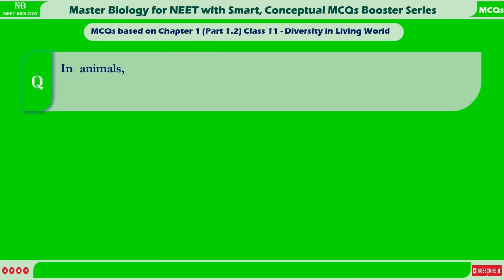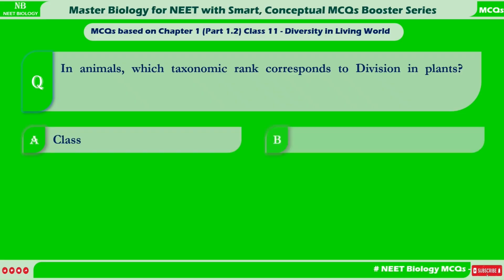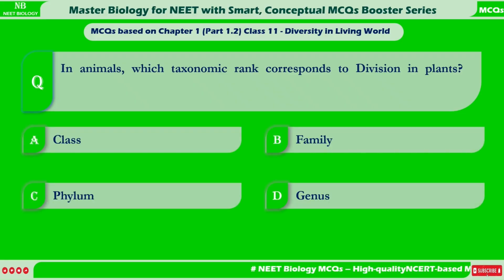In animals, which taxonomic rank corresponds to division in plants? A. Class, B. Family, C. Phylum, D. Genus.